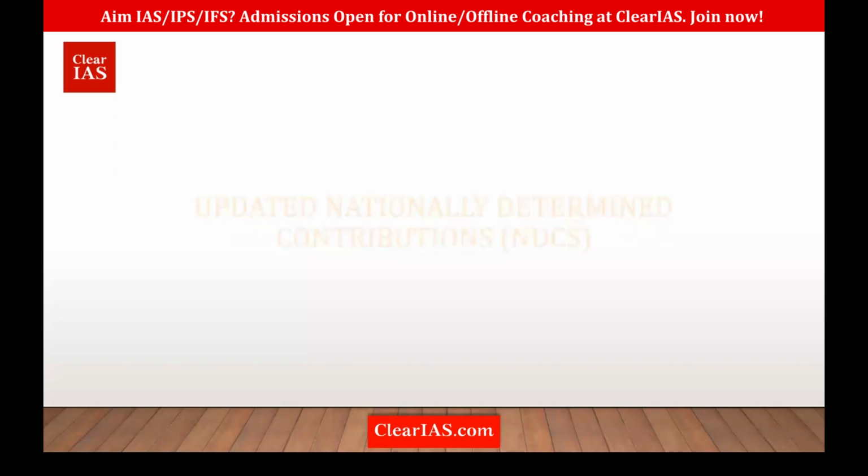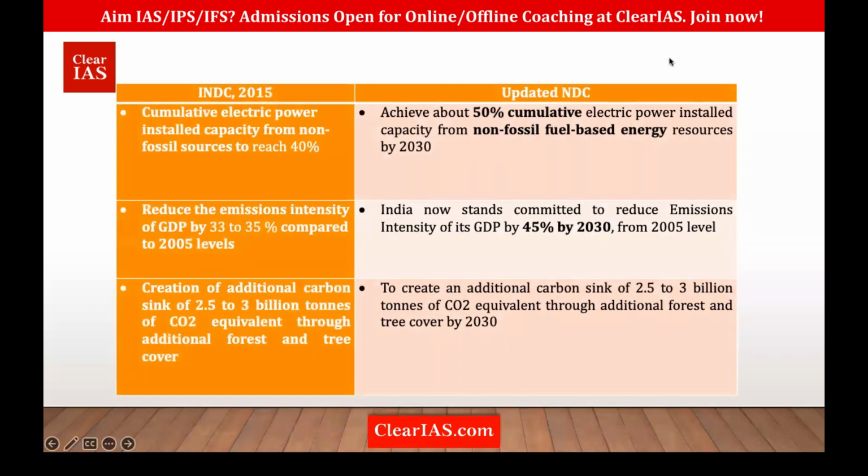So what are the updations which we did? Let's see, two main things. First, earlier in the INDC, the non-fossil fuel based energy source target was only 40%. We have already achieved that 40%, so now we have increased the target to 50%. So by 2030, at least 50% of our cumulative electric power will be non-fossil.